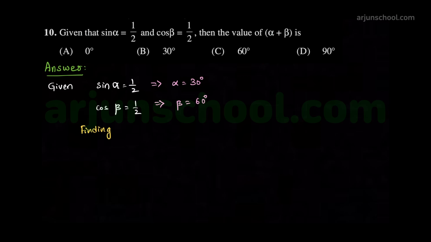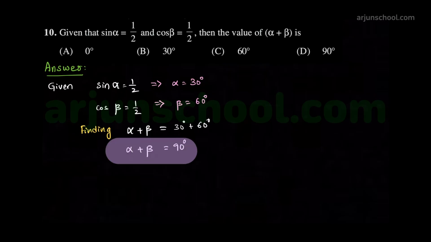Now let us find alpha plus beta. Alpha plus beta is equal to alpha is 30 degrees plus beta is 60 degrees. 30 plus 60 is 90 degrees. Therefore, alpha plus beta is equal to 90 degrees. From the given options, we have option D as 90 degrees.